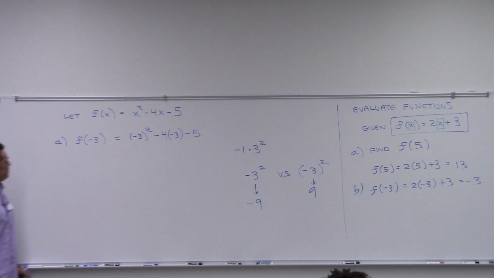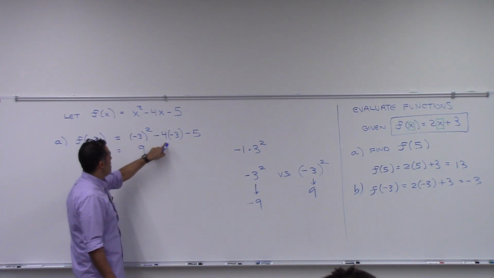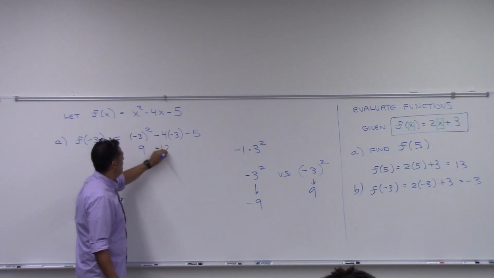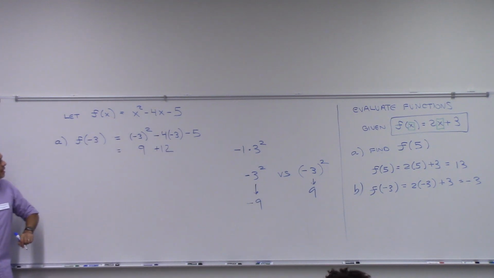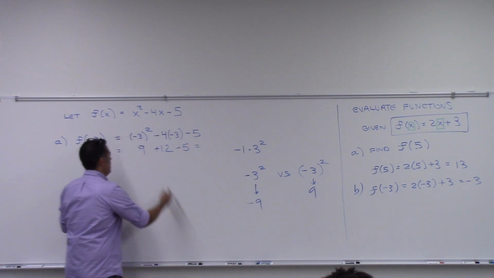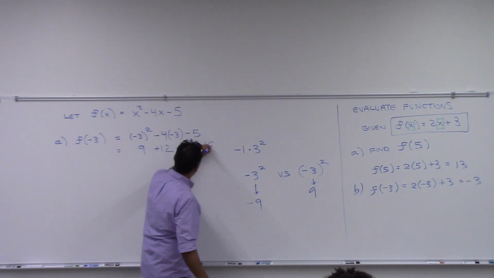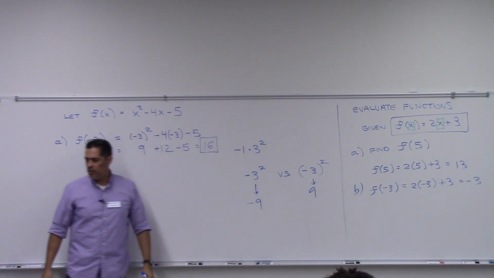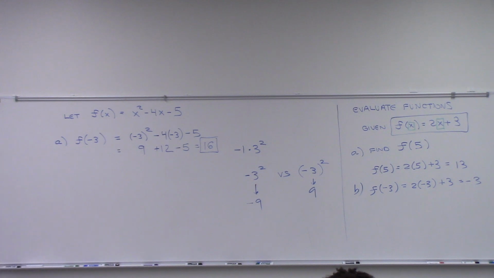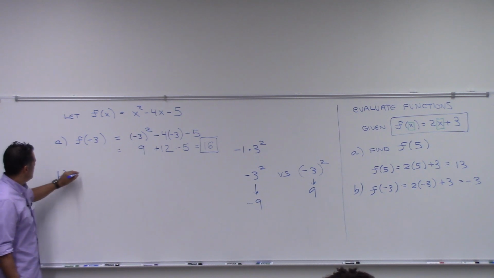And I get, this is 9. What's this? Plus, right? Plus 12, because two negatives multiply to be positive. And then minus 5. And this is 16. Any questions there? No? OK, how about this?